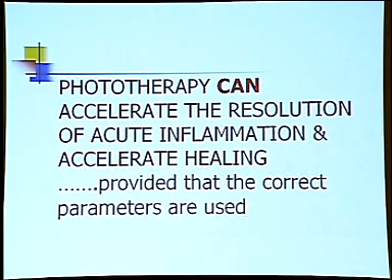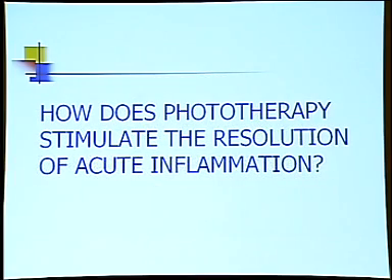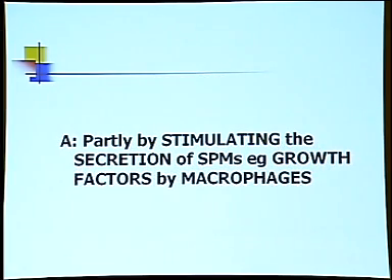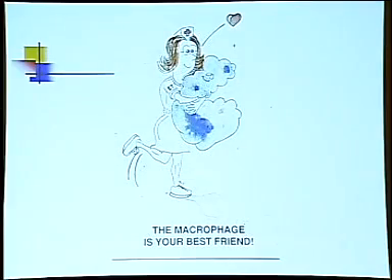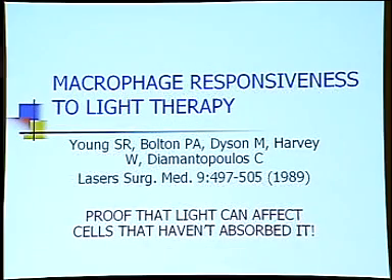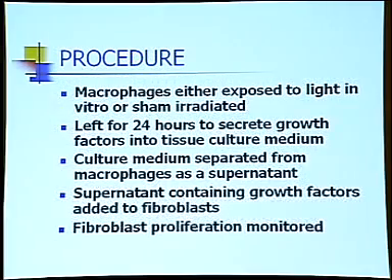Phototherapy can accelerate the resolution of inflammation and therefore accelerate repair, provided you use the correct parameters. How does it do it? In part by stimulating the secretion of soluble protein mediators by beautiful cells like the macrophage. The macrophage is your best friend and your patient's best friend. Be nice to your macrophage. Treat them with laser, treat them with light. Don't terrorize them with cortisone. And this paper proves that light can affect cells that haven't absorbed it.